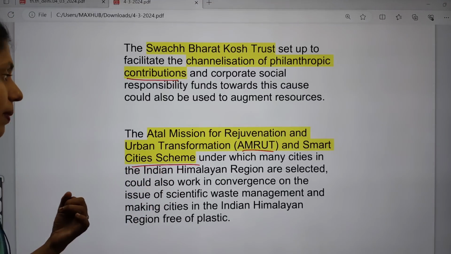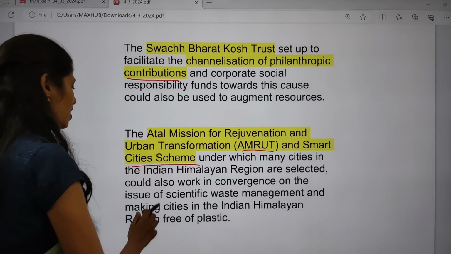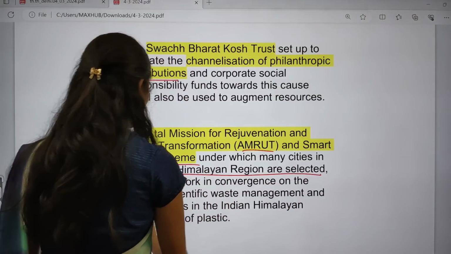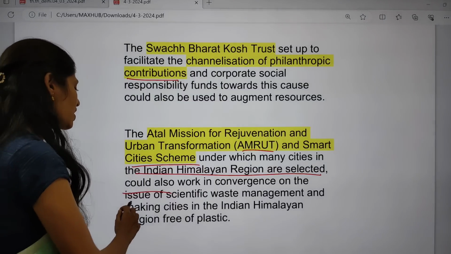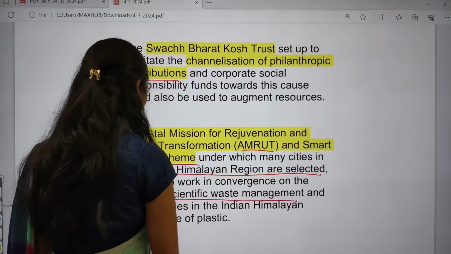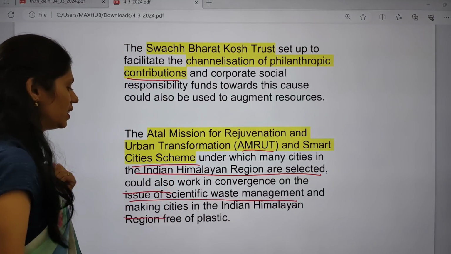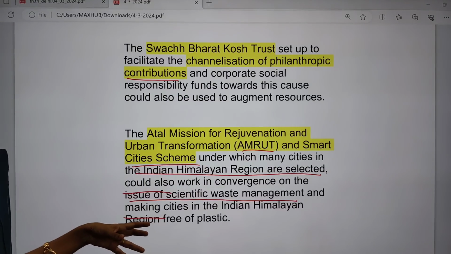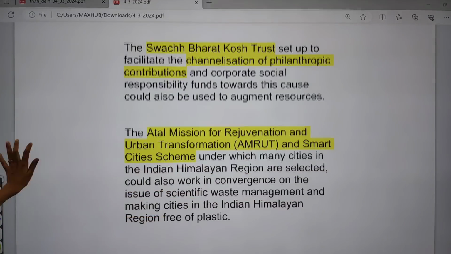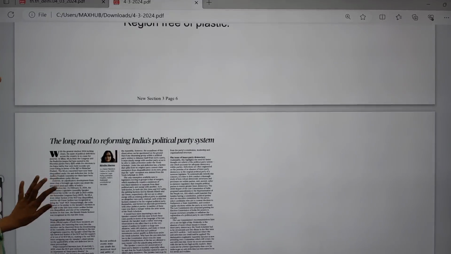Under these, many cities in the Indian Himalayan regions are selected, and they could also work in convergence on the issue of scientific waste management, and we have to make the cities in the Indian Himalayan region free of plastic. So these are some important things that you have to remember.